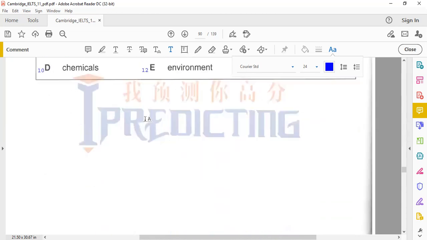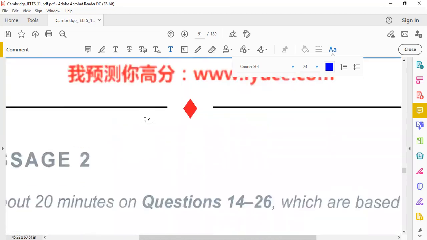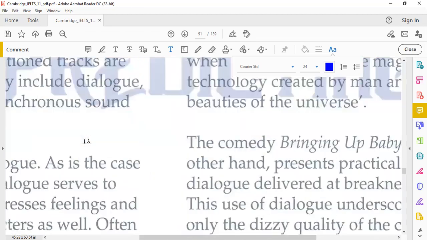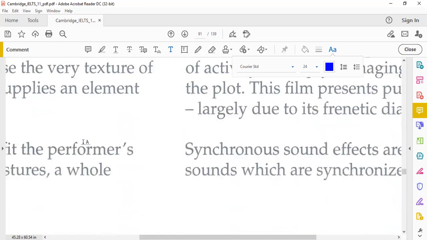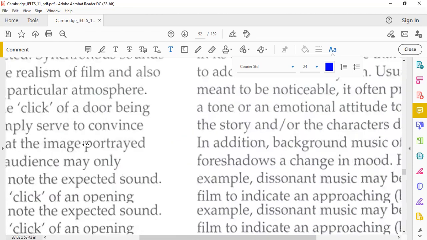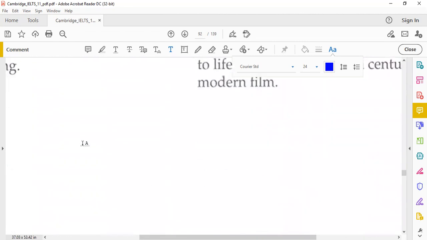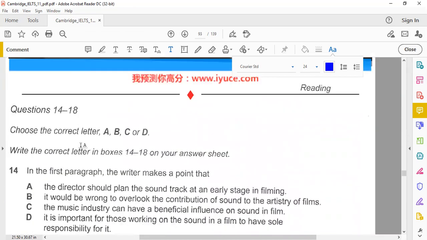And now we move on to reading passage 2. What is the topic? An introduction to field sound. Remember this topic. It will take time to read, and in that case the video will become pretty long. More important is what you have to do: try to understand the examination.